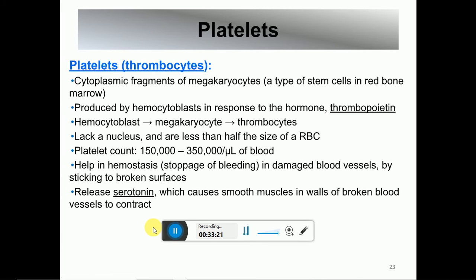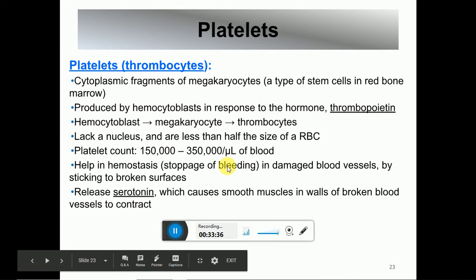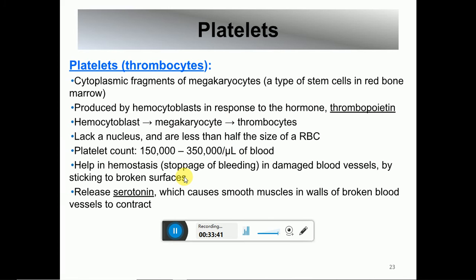Now we're talking about platelets, and platelets are also known as thrombocytes. As we mentioned before, they're little cytoplasmic fragments of the huge megakaryocyte. They don't have a nucleus, just like RBCs, and the platelet count is around this range within a microliter of blood. The platelets' function is blood clotting, so stoppage of bleeding, and we'll see how that happens. Platelets in general release a chemical known as serotonin, and serotonin will lead to the spasm of smooth muscles, so it leads to vasoconstriction.